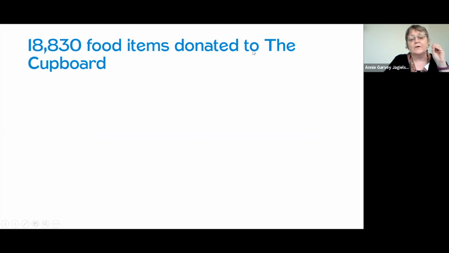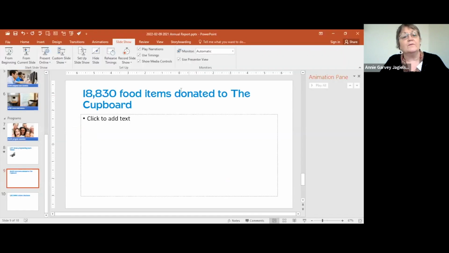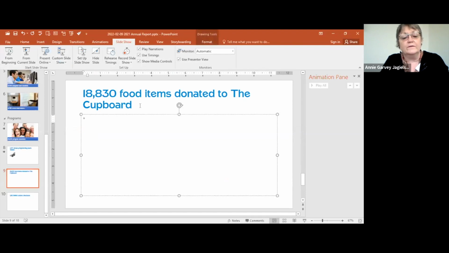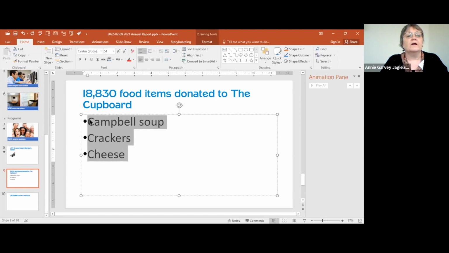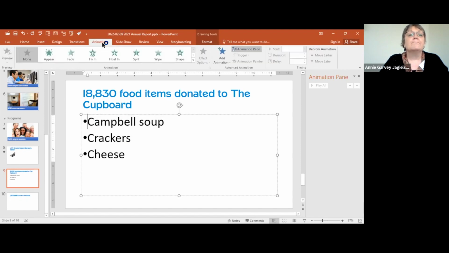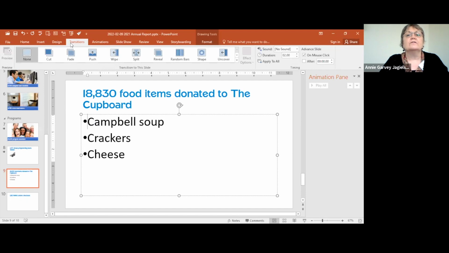You can probably, the most useful thing for animation is I'm going to put, okay, so I have Campbell's soup, crackers, and cheese. Okay, so I'm going to click on animation. Actually, use that transition.